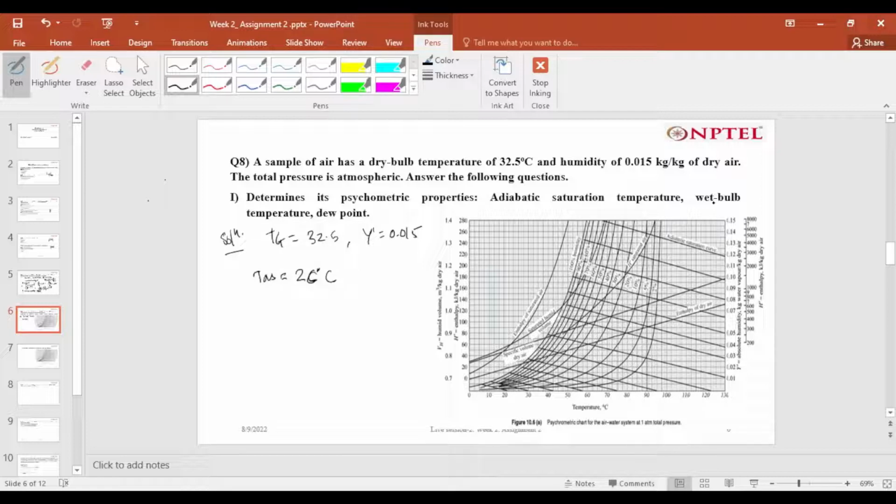First, we have to check if some water vapor condenses out when air is cooled from 32.5 degrees Celsius to 15 degrees Celsius.